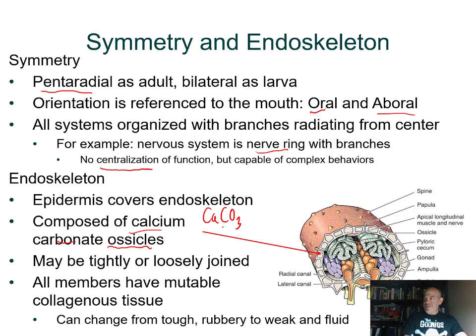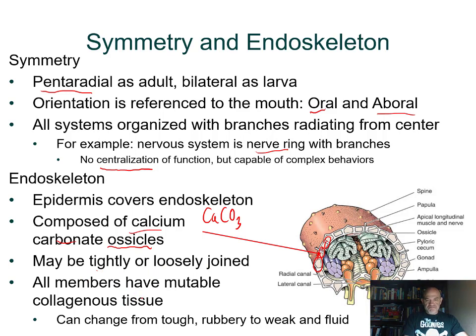If you watch the Shape of Life video, you'll see how the ossicles and the muscles underneath allow the starfish to move in quite complex ways. But here's underneath the epidermis on the outside. This is just a section through one of the arms of a starfish. You can see those ossicles right there, right underneath the skin. So again, they may be tightly or loosely joined, depends overall.